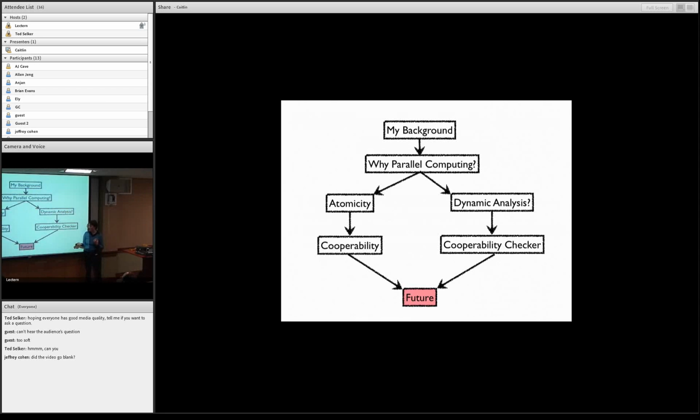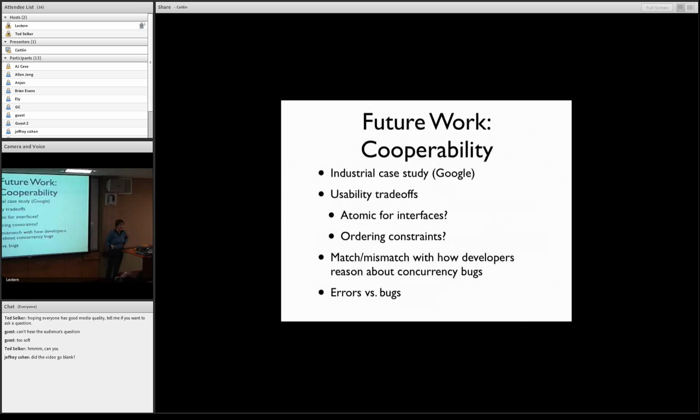All right, so now I'm going to spend a couple minutes talking about the future. Okay, so cooperability. What else would I like to do in there? I told you that I'm working with some people at Google on an industrial case study. The other thing that I'm interested in is what the usability trade-offs are. Atomicity is a pretty good method-level specification. So you might use atomic for interfaces, but maybe you want yield points other places in your code. And how do yield points relate to ordering constraints?